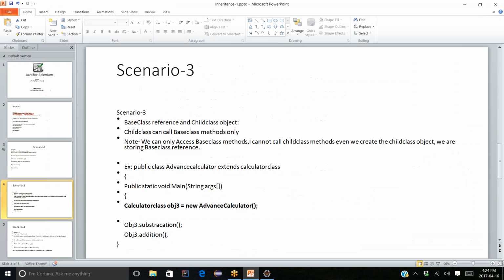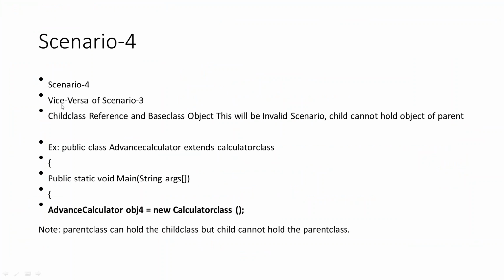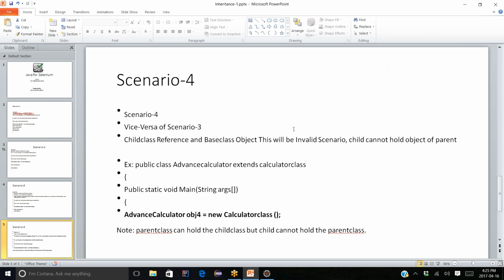So what do you mean by scenario 4? Scenario 4 says the vice versa of scenario 3: child class reference and the base class object. This will be an invalid scenario. A child cannot hold the object of a parent. So, advanced calculator obj4, let me say it's obj4.